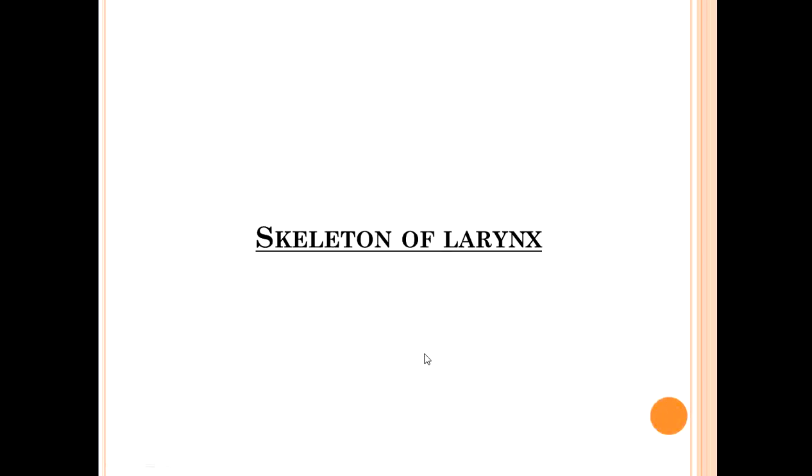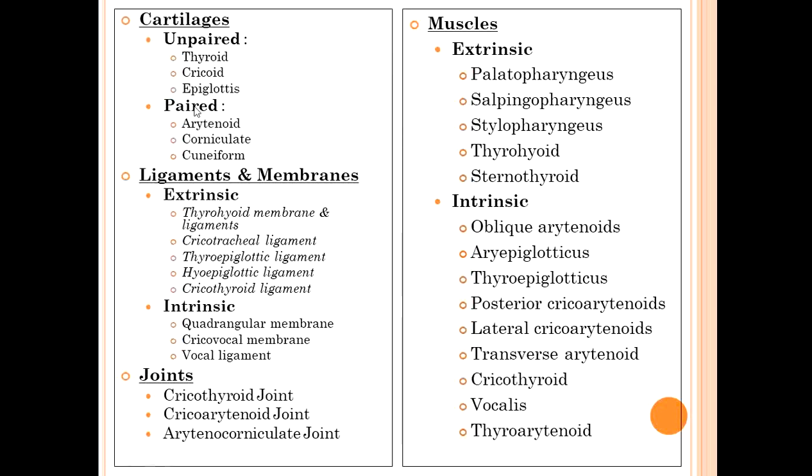Okay. Then what is the skeleton of larynx? The skeleton of larynx consists of cartilage, ligaments and membranes, joints and muscles. Now those cartilages can be unpaired and paired, ligaments and membranes can be extrinsic or intrinsic. Joints, there are total 3 joints: cricothyroid joint, cricoarytenoid joint and arytenocorniculate joint. And then muscles can be extrinsic or intrinsic. Extrinsic means present outside the larynx and controlling the larynx from outside, and intrinsic means they are present within the larynx.